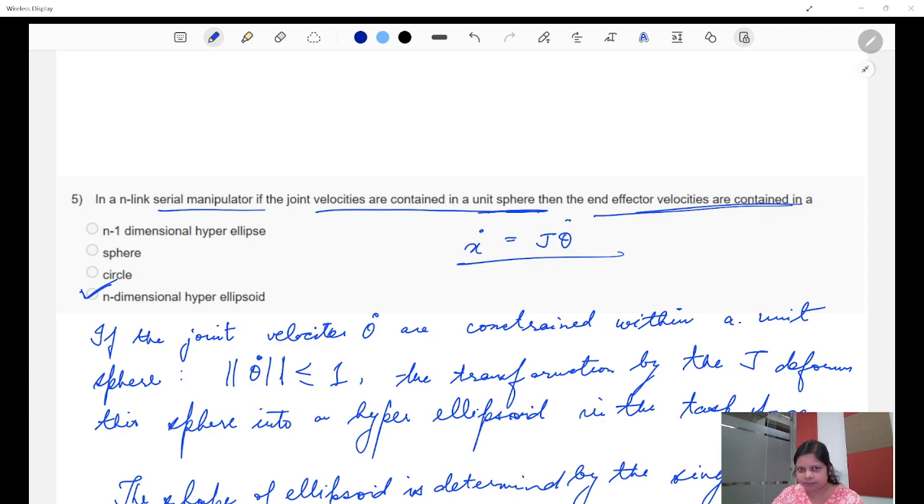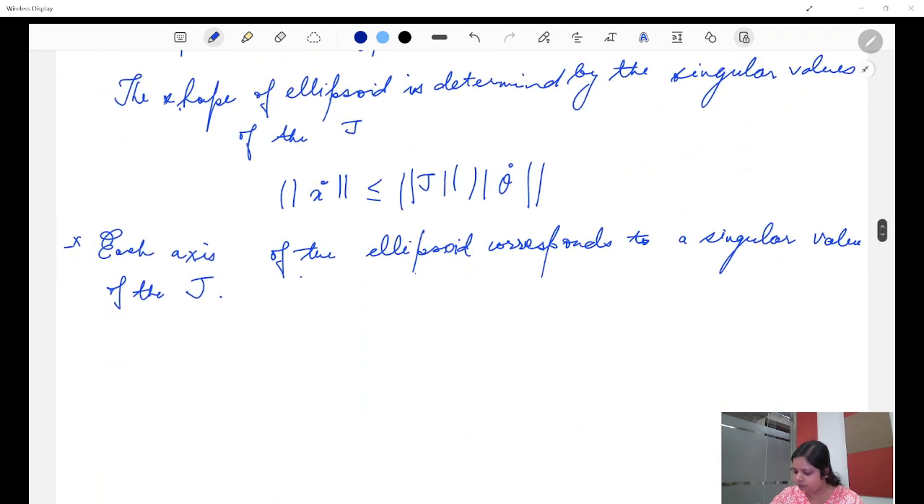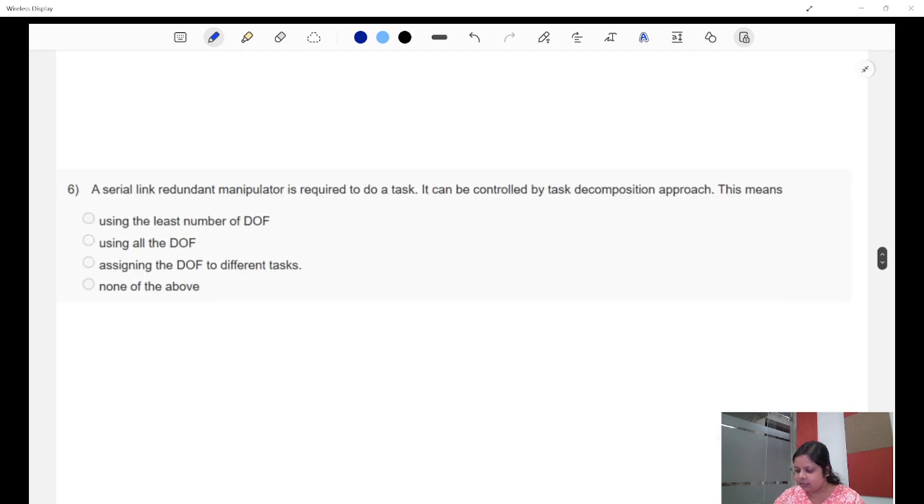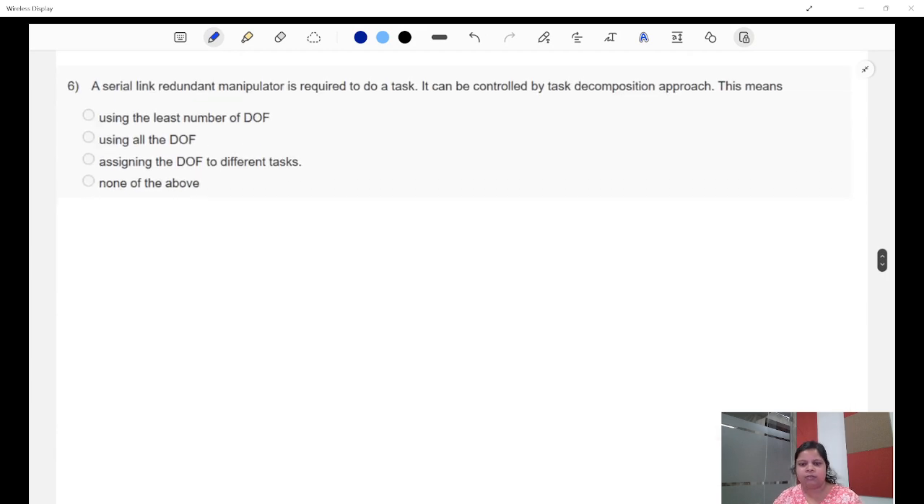All right, now I hope you have solved this question because I was not here. So yeah, a serial link redundant manipulator. What is serial link? It means you have a fixed base and then you have all the links attached. You don't have two links coming out of the same base and meeting somewhere. So it is not a parallel manipulator, it is just a serial manipulator.